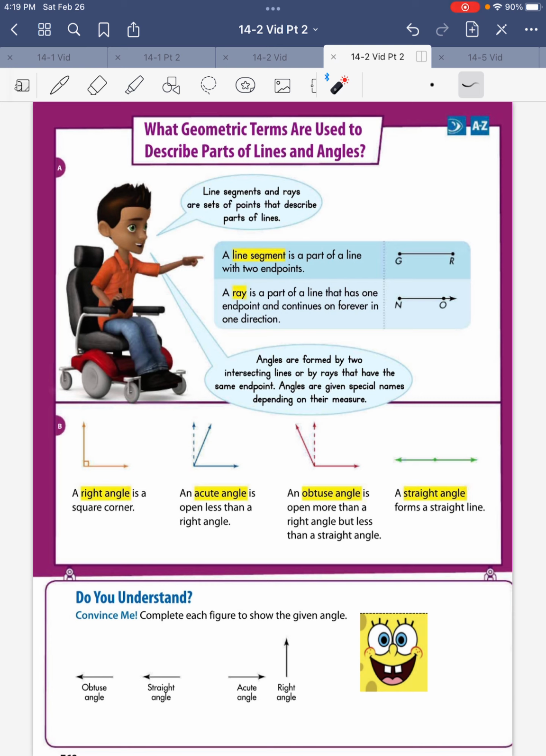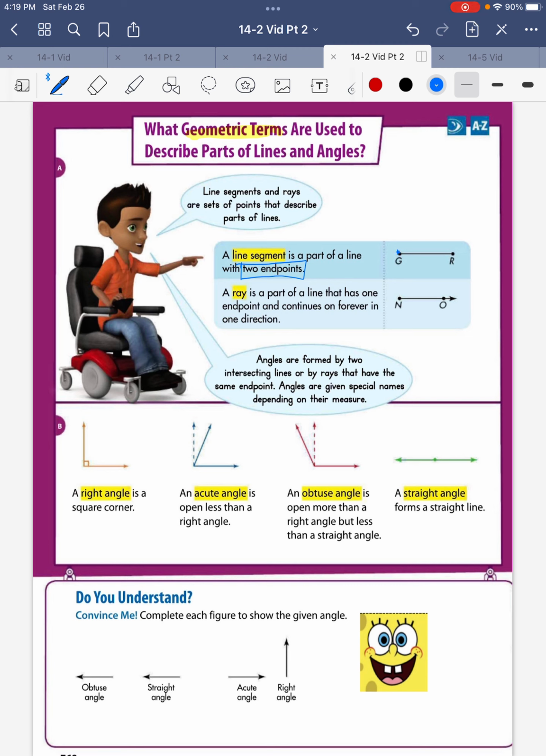Okay? So we have a line segment. It's part of a line with two endpoints. Okay? So remember we said that these little dots are called points, okay? Well, now these dots, they make a line and there's a dot at one end and the dot at the other end. Those are called line segments. They have two endpoints, okay?